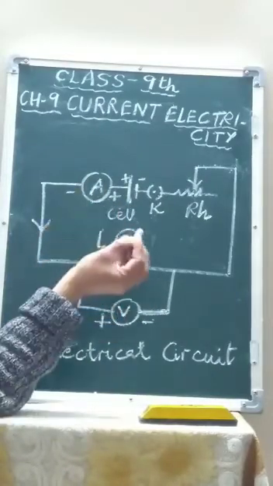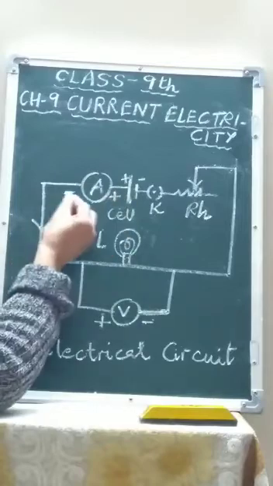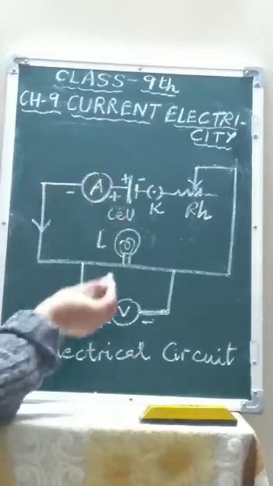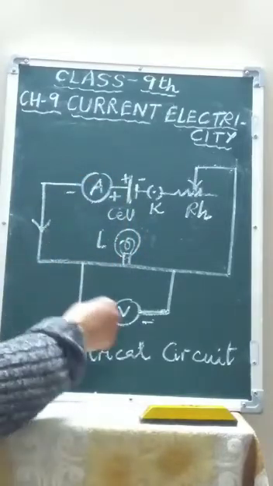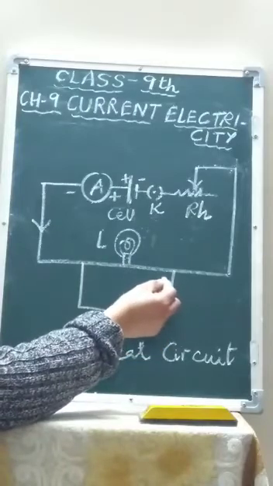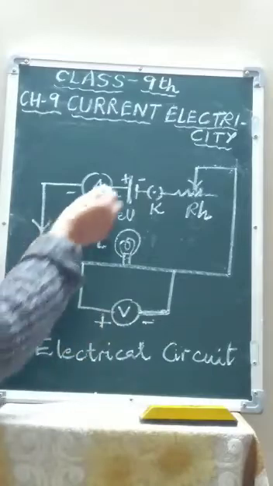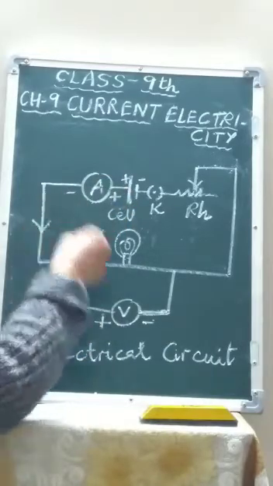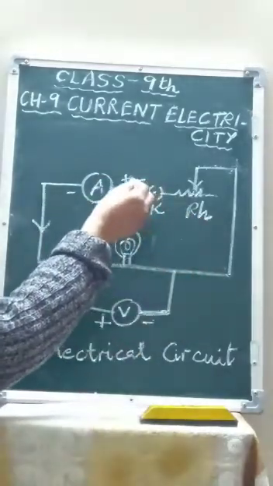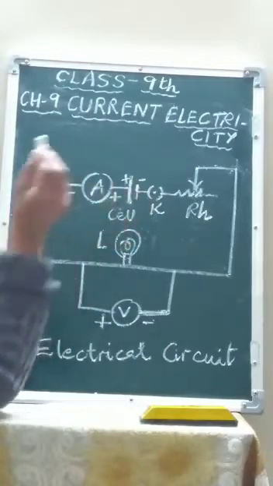Now one more thing, you can see that ammeter is always connected in series with the circuit and the voltmeter is connected in parallel to the circuit. And all positive ends are connected to the positive and all negative connected to the negative side of the battery.